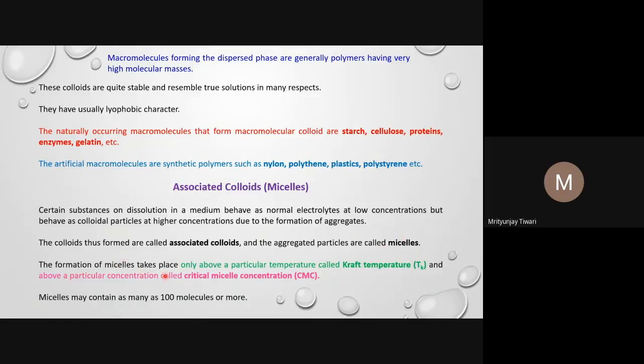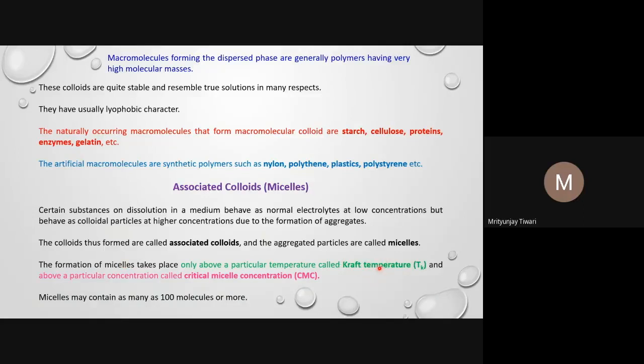The formation of micelles takes place only above a particular temperature, and this temperature is called the Kraft temperature. So below this temperature, the association of these particles will not take place, so the micelle will not form, and this temperature is called the Kraft temperature.